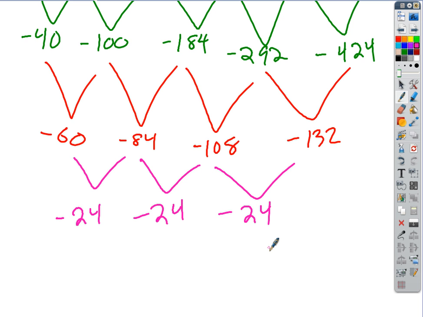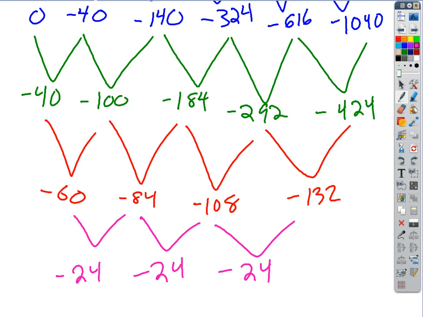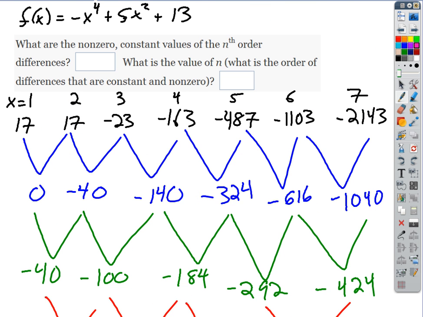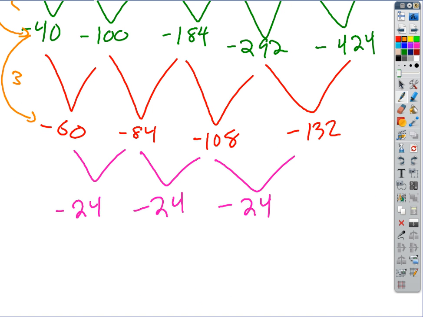So then, what's the answer to our question? What are the non-zero constant values? Negative 24. Okay? What is n? How many times did I have to do this foolishness? I had to go, let's see, started there. There's 1, 2, 3, 4. So n is 4. Those are the fourth order differences. I had to calculate the differences 4 times to get there, right?